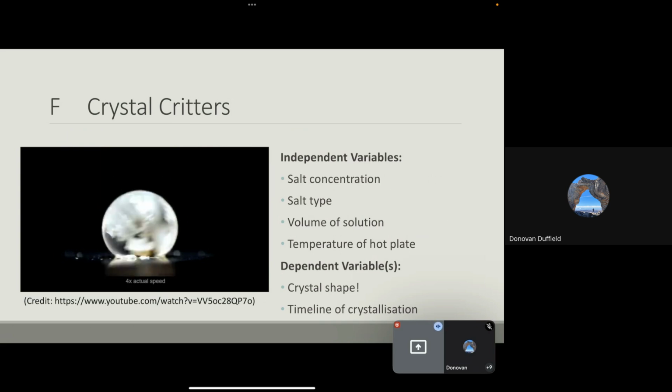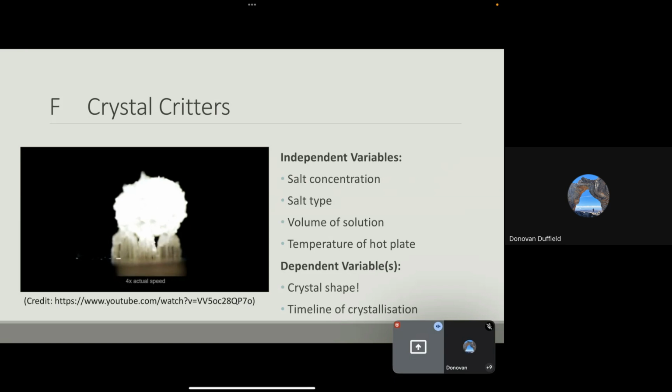So here I am very much guessing the independent variables, but you should look at the salt concentration, the salt type. For example, how fine the salt is might make some impact on what the structure looks like. But also look at the volume of the solution, right? So on the left-hand side, we have a little drop of salt solution, but try to vary the volume and see if that affects the structure that you see. And also look at the temperature of the hot plate. That will affect the crystallization.